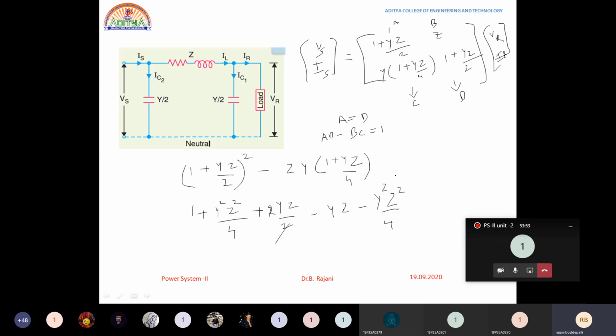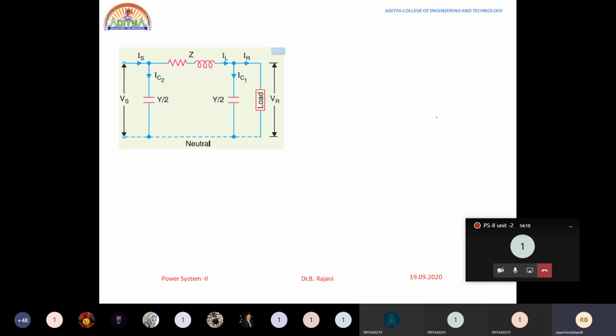So the plus YZ and minus YZ cancel, and Y square Z square by 4 terms cancel, and you will be remaining with 1. So we have proved that AD minus BC is also equal to 1. Hence proved that our derivation part is correct. If it is not equal to 1, you might have gone wrong somewhere.